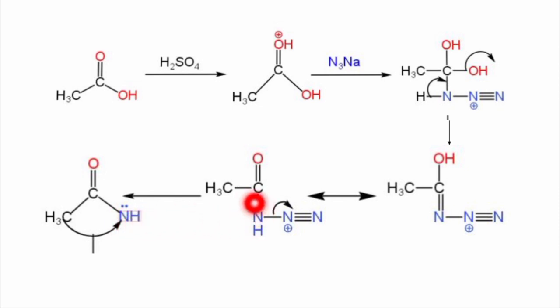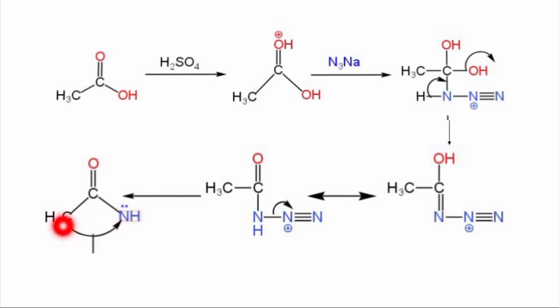This nitrogen becomes electron deficient. How? Because the electrons involved in this bond formation will be taken by this nitrogen. And this nitrogen becomes electron deficient, and as we know, what is nitrene? Nitrene is an electron deficient species, the nitrogen analog of a carbene. And then rearrangement will take place on this nitrene. So what is the first step of this mechanism of Schmidt rearrangement? Formation of this nitrene.